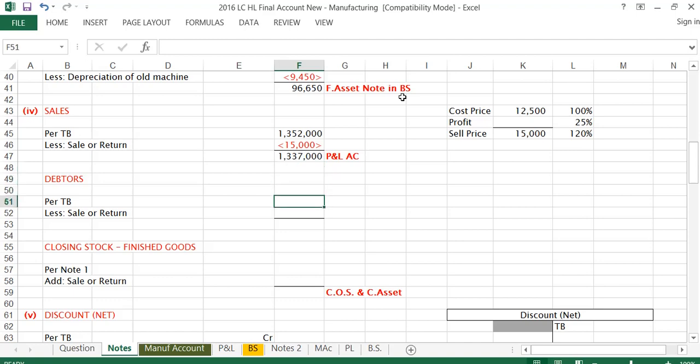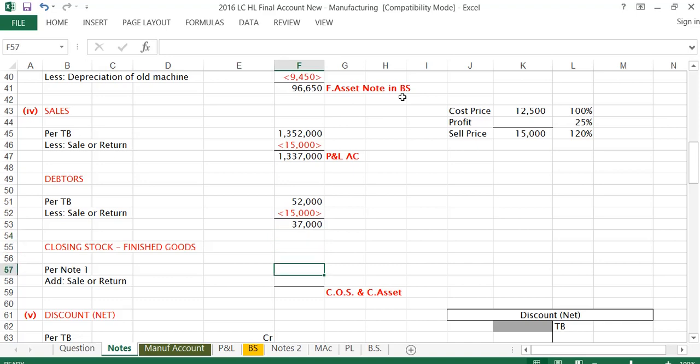Debtors, again, we're going to have to take out of debtors because they don't owe us the money for it yet because they have not agreed to buy it. So debtors from the trial balance are 52,000, and we're going to have to reduce that again by the selling price of 15,000, which leaves me with 37,000.